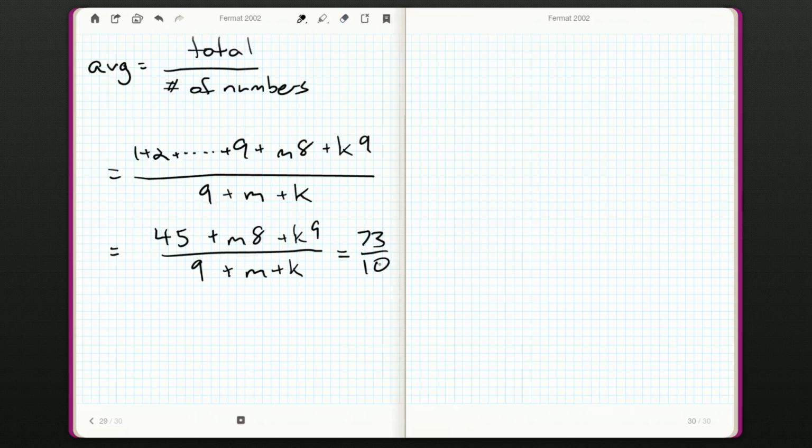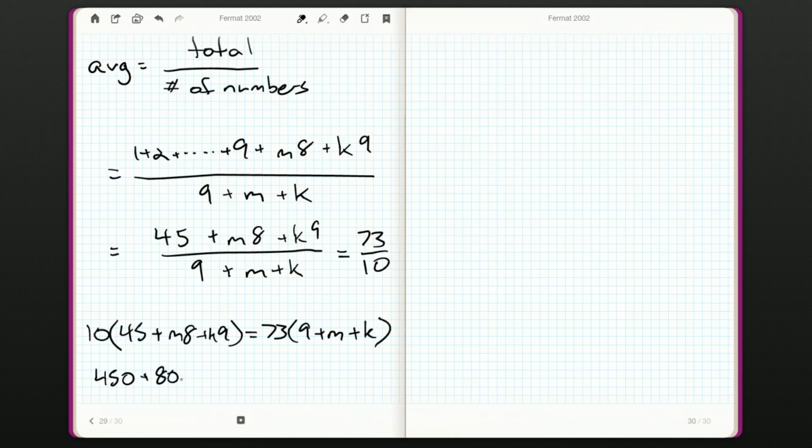But if these are equal, we can cross multiply. We can multiply both sides by 10 times 9 plus m plus k. And we'll be left with 10 times 45 plus m8 plus k9 is equal to 73 times 9 plus m plus k. All right. So we get 450 plus 80m plus 90k is 73 times 9. I don't know what that is off the top of my head.